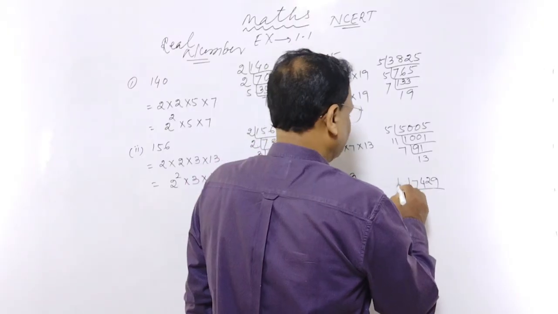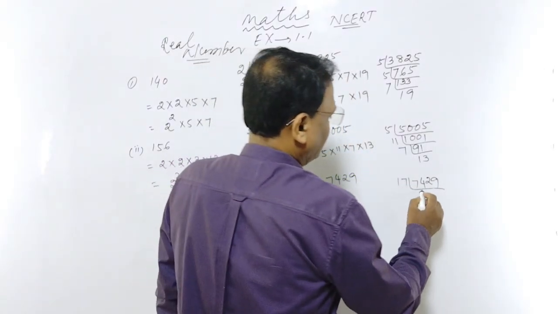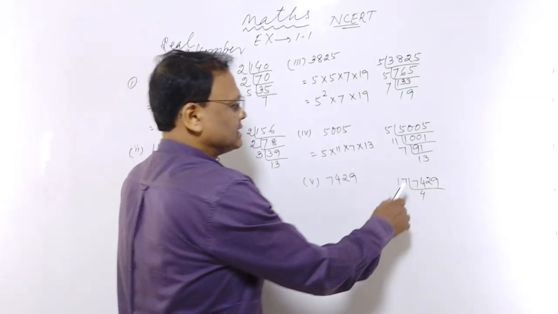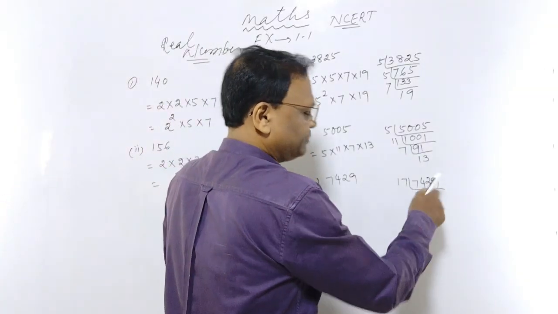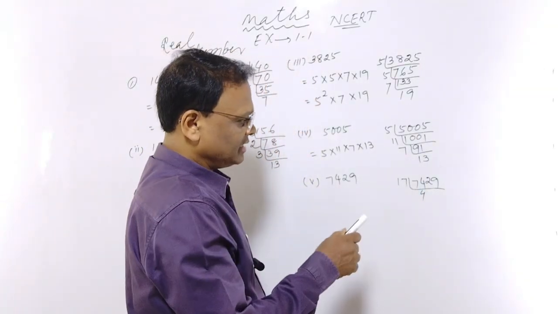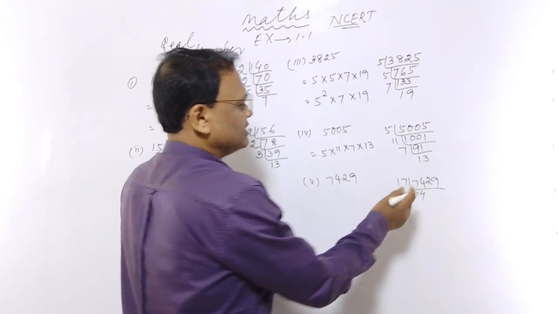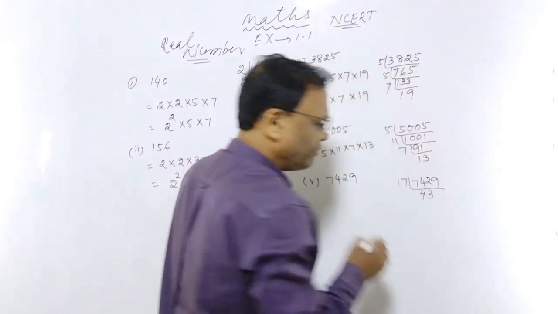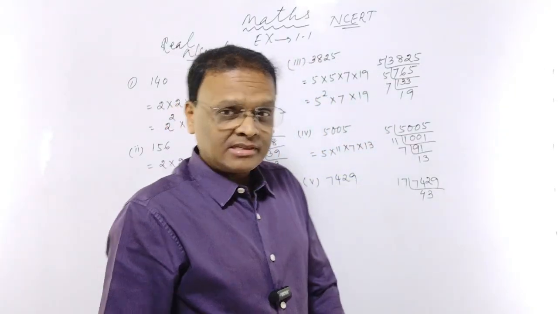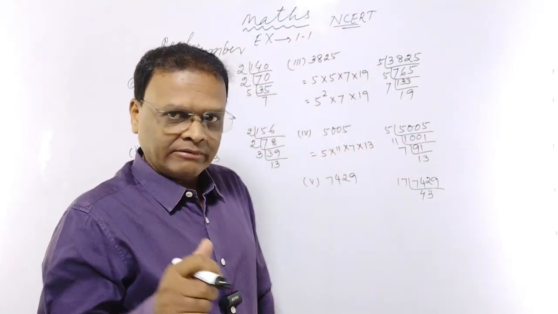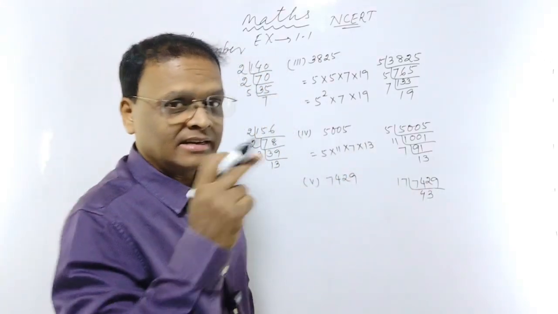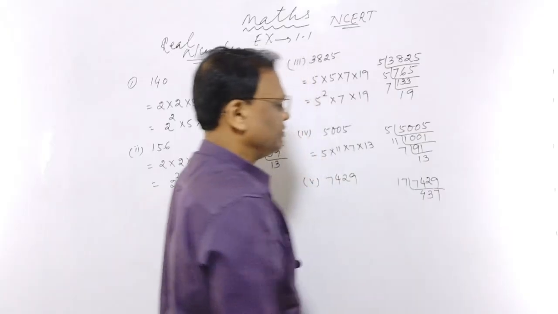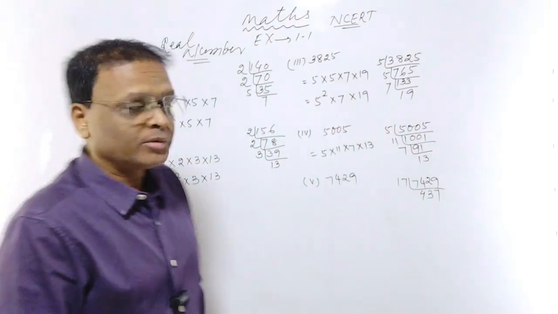So if I start with 17, 17 4s are 68. 74 minus 68, I am getting 6. Then 2 comes down, 62. 17 3s are 51. 62 minus 51 is 11. And then 9 comes down, 119. 17 7s are 119. 17 divides it.